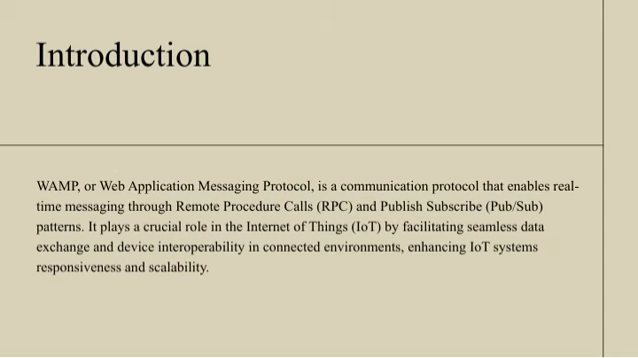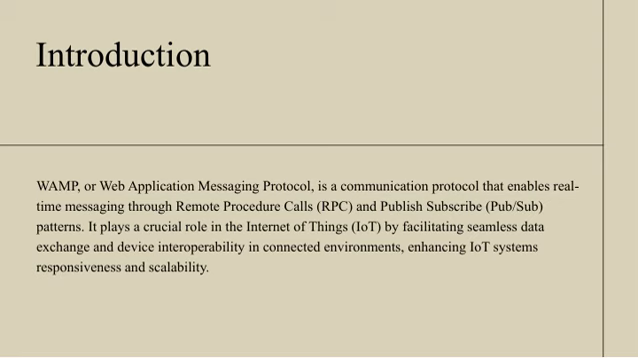Welcome to our second slide. Today, I want to introduce you to WAMP, which stands for Web Application Messaging Protocol. Essentially, WAMP is a communication protocol that allows different parts of an application or system to talk to each other in real time. It achieves this through two main messaging patterns: remote procedure calls, or RPC, and publish-subscribe, often called pub-sub. RPC is like making a direct request for a specific action, while pub-sub enables an event-driven approach where messages are broadcasted to multiple subscribers.